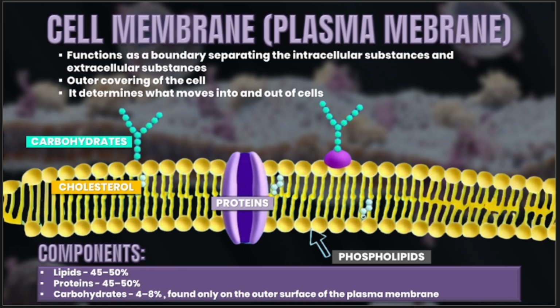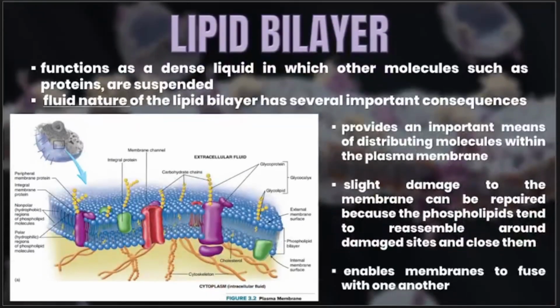Your cell membrane or plasma membrane is composed primarily of phospholipids or lipids, which is approximately 45 to 50%. We also have cholesterol, which is another major lipid that we can see in the plasma membrane. And we also have protein molecules, which is also about 45 to 50%, and carbohydrates, which is around 4 to 8%, found only on the outer surface of the plasma membrane. Now, the most common feature of your plasma membrane would be its lipid bilayer.